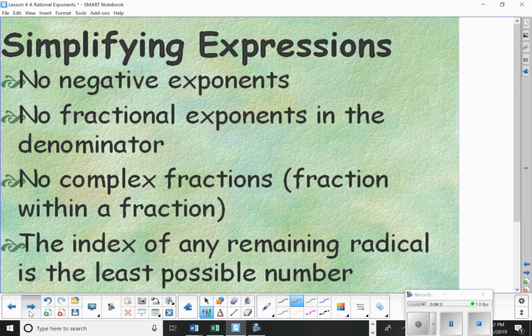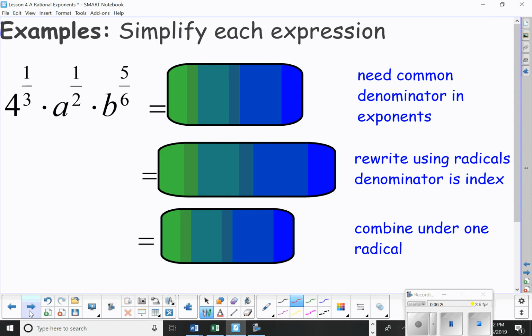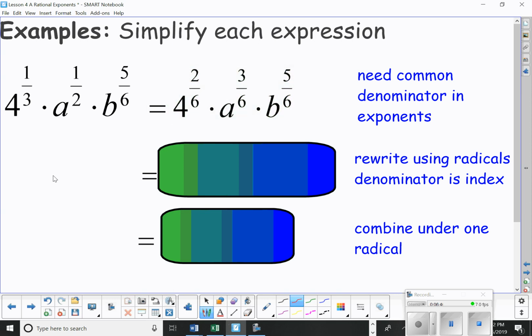Well, let's look. I have 4 to the 1/3 times a to the 1/2 times b to the 5/6. To simplify, I need a common denominator in all the exponents. So I've got 3, 2, and 6. What's common? 6 you say? Good. Now I've got 4 to the 2/6, a to the 3/6, b to the 5/6. 1/3 is the same thing as 2/6. 1/2 is the same thing as 3/6.